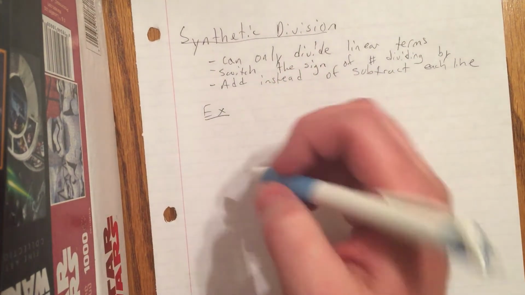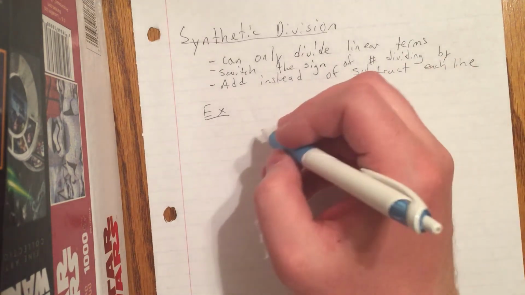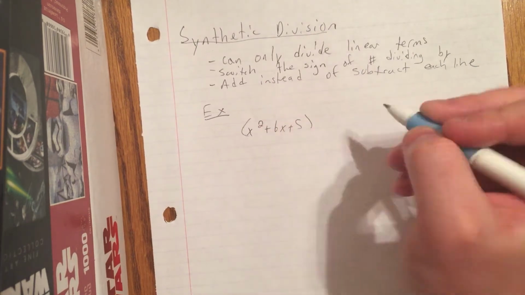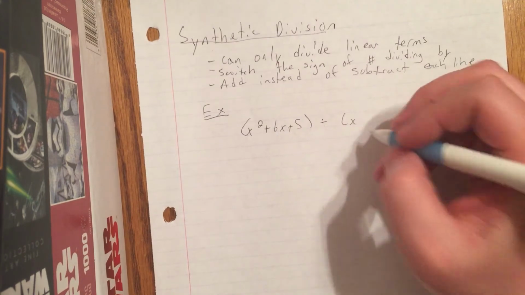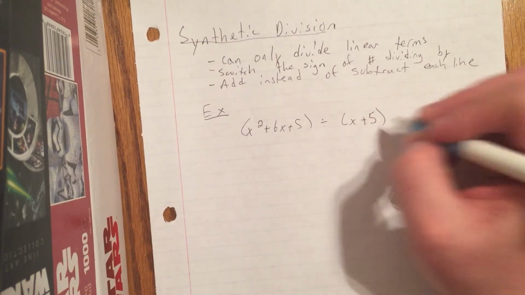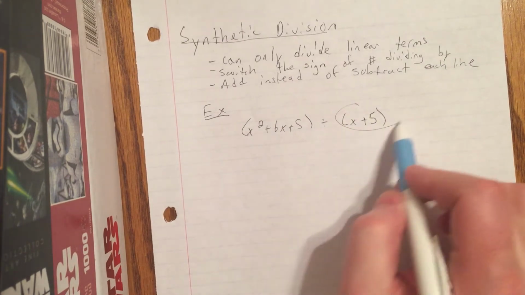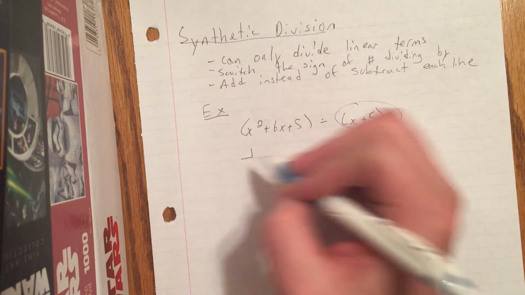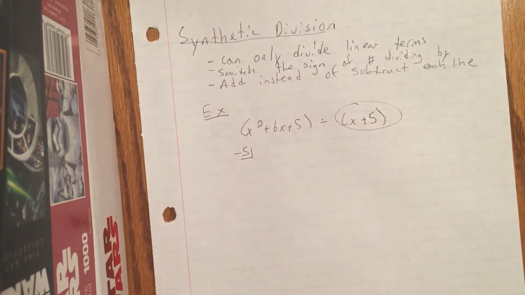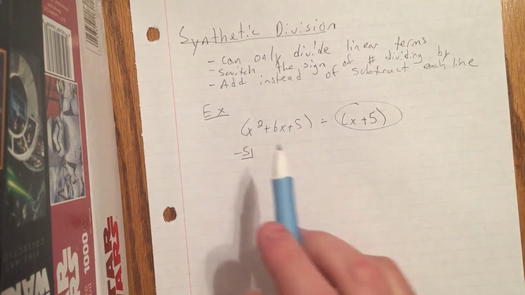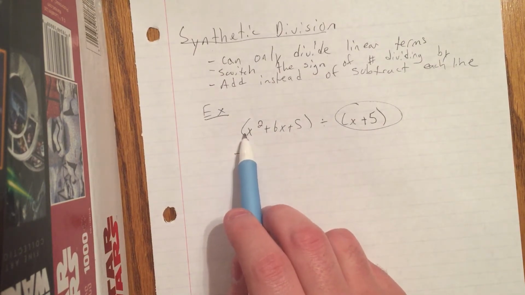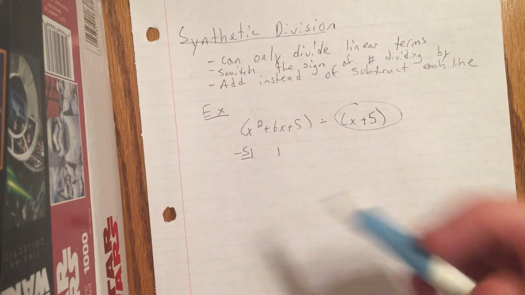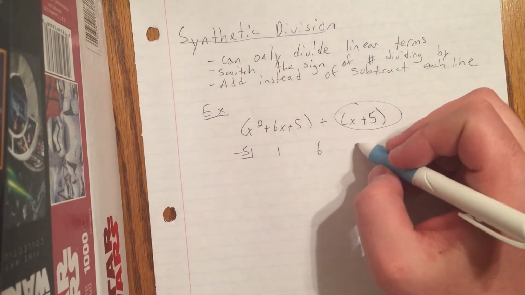So what you do is you start by, let's say we have x squared plus 6x plus 5, and we wanted to divide that by x plus 5. Okay? So you're dividing by x plus 5, so when you set up the division, you need to actually set a negative 5 out here. Okay? And then instead of using the variables, you're just going to use the coefficients. So you're going to use a 1 here, and then a 6, and then a 5.